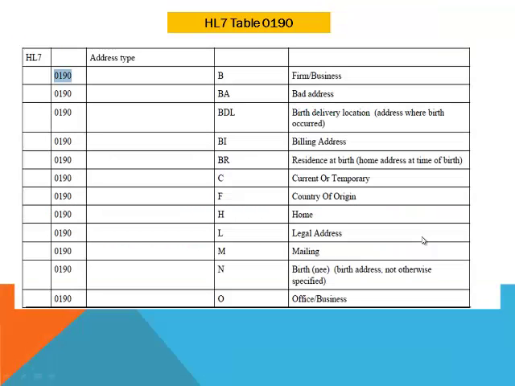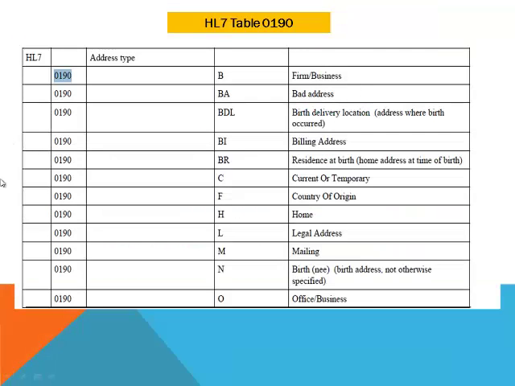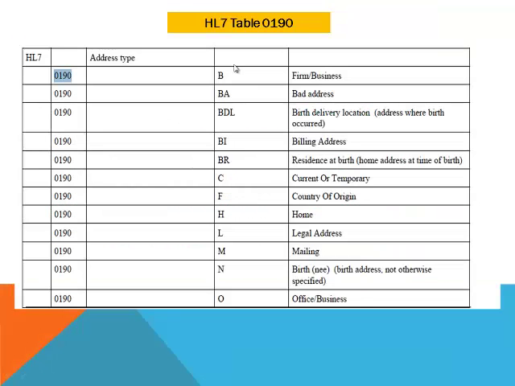So let's think about the address type. Address type is used to identify what kind of address it is, a business address or home address or something, depending on the code you put here. The code can be B, BA, BLD, BI, BRBC, and so on. There are many things here.